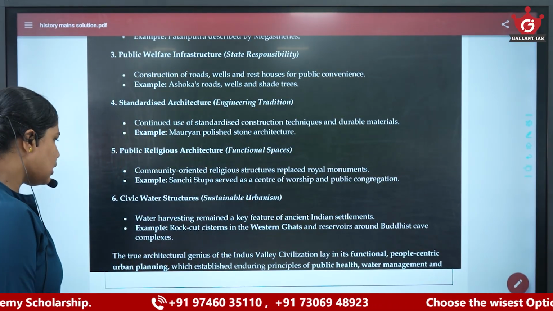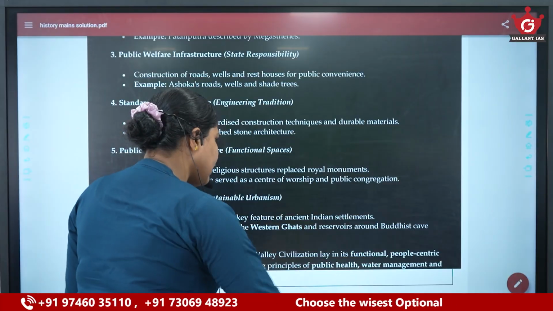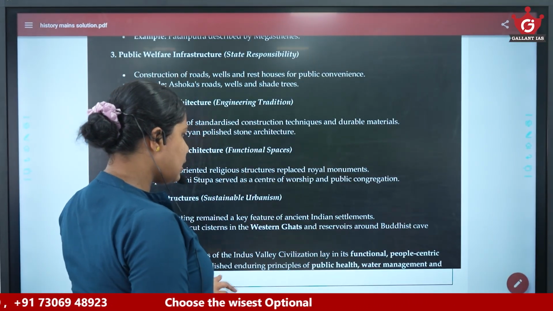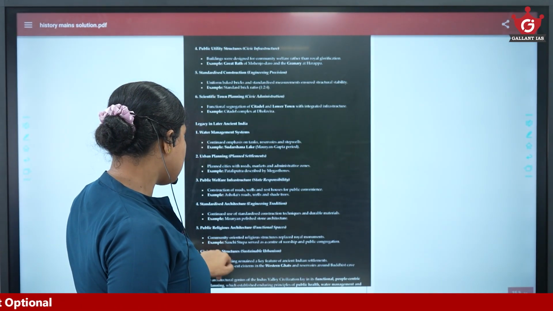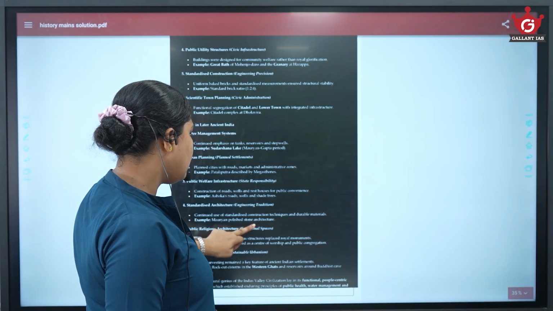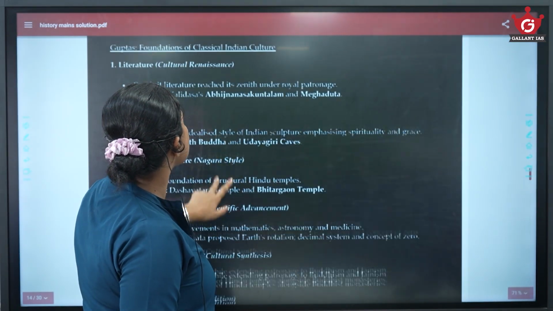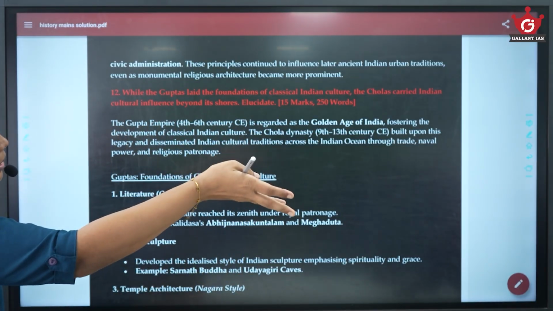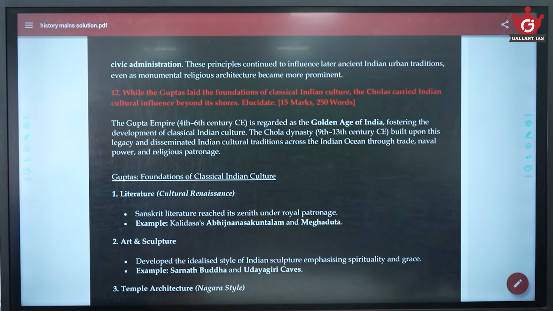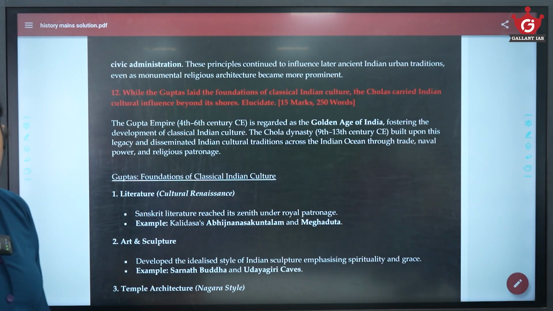So you can give a decent conclusion. The true architectural genius of Indus Valley lay in its functional, people-centric urban planning, which established enduring principles of public health, water management and civic administration. And this continued to influence later ancient Indian urban traditions, even as monumental religious architecture became prominent. Okay, you can effectively conclude.